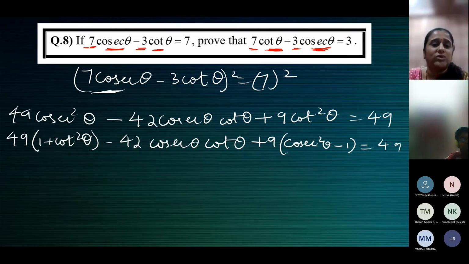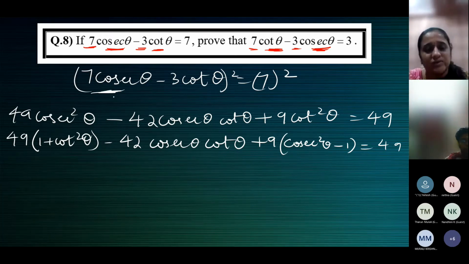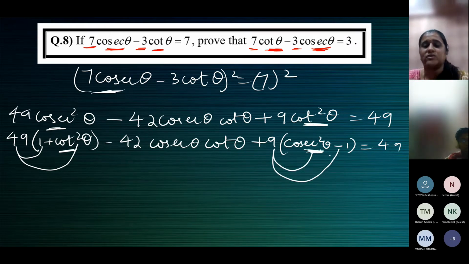Because you can see here, 7 cosecant theta becomes 7 cot theta. 3 cot theta becomes 3 cosecant theta. So what we do is, we take up the given equation, we square it on both the sides, and we expand it. After that, instead of cosecant square theta, we say 1 plus cot square theta. Here, instead of cot square theta, cosecant square theta minus 1. Then you'll have to multiply. 49 into 1 is 49. 49 into cot square theta is 49 cot square theta. 9 into cosecant square theta. 9 into minus 1 is minus 9.